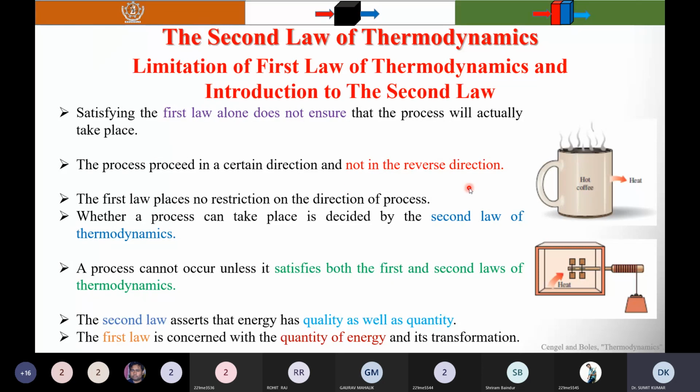The first law places no restriction on the direction of the process. So the first law is not telling you in which direction the process proceeds. Whether the process can take place is decided by the second law of thermodynamics.